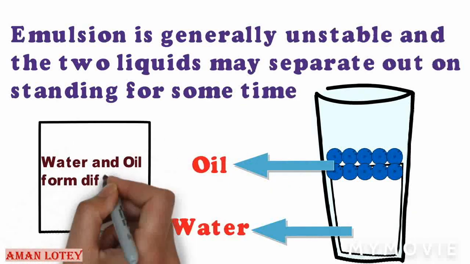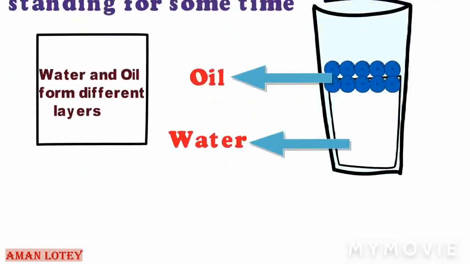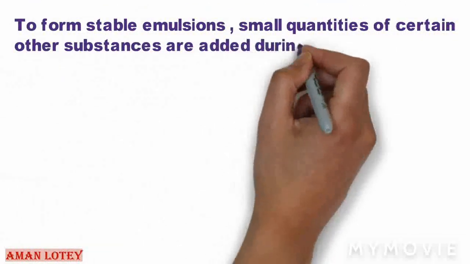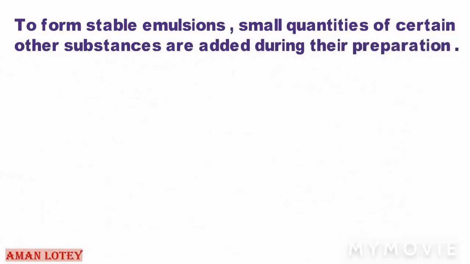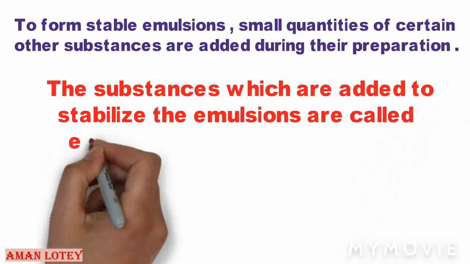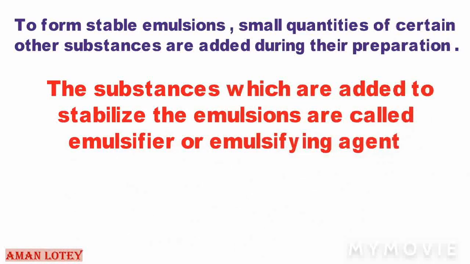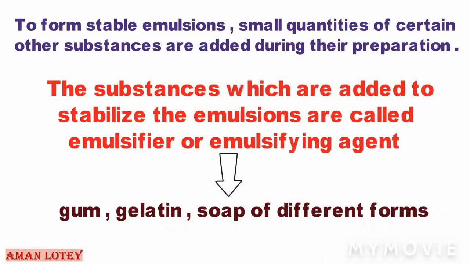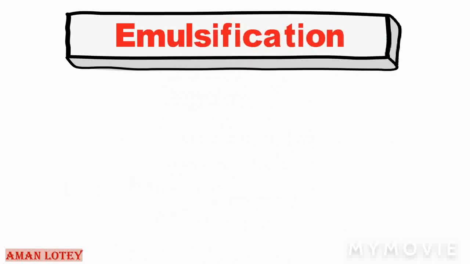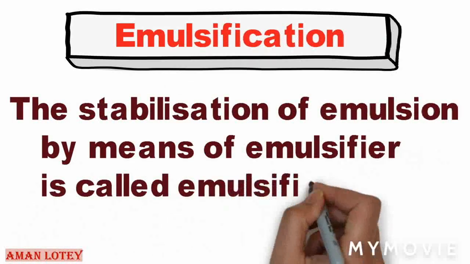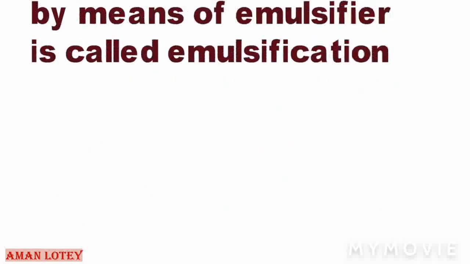Distinction between solutions, colloidal solutions and suspension. Size of particle. The solute particles in true solutions are molecules having diameter less than 1 nanometer. The particle size in colloidal solution is from 1 nanometer to 100 nanometers. The size of particles in suspension is greater than 100 nanometers.